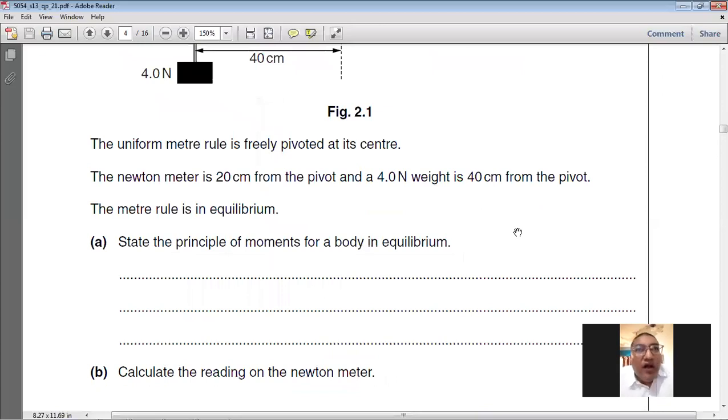The uniform meter rule is freely pivoted at its center. The Newton meter is 20 centimeter from the pivot, and a 4 Newton weight is 40 centimeter from the pivot. The meter rule is in equilibrium. State the principle of moments for a body in equilibrium.